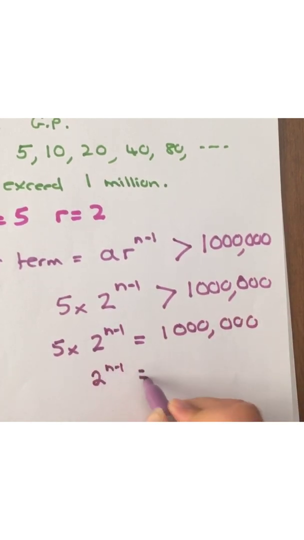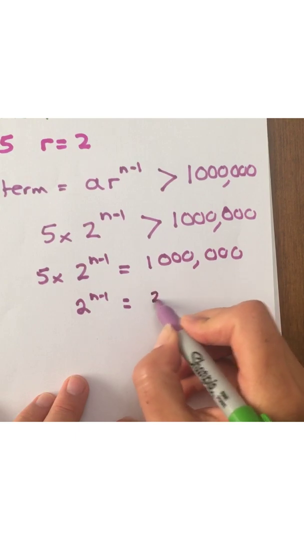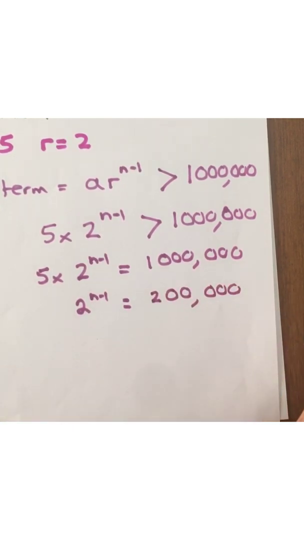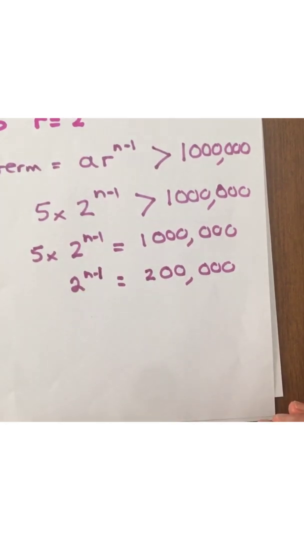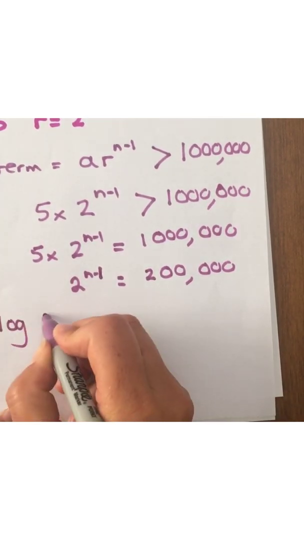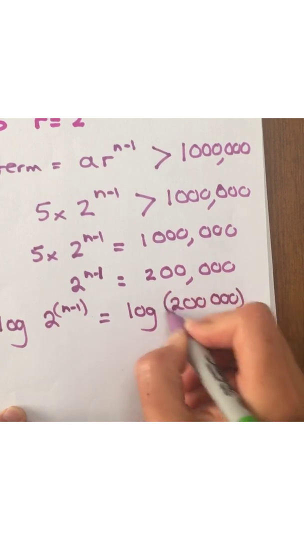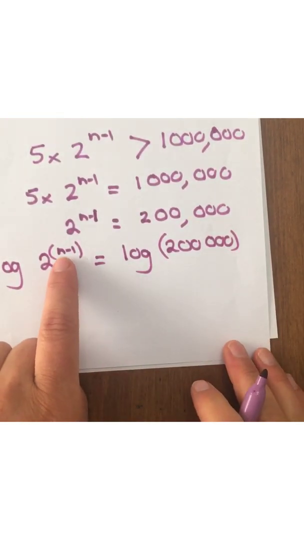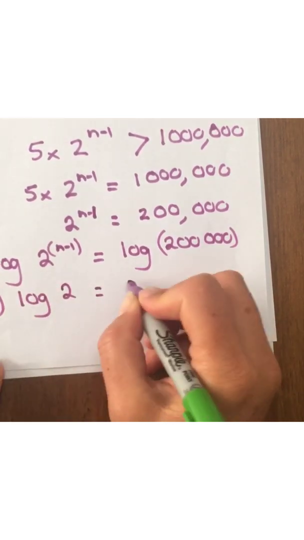The first thing I'm going to do to both sides is divide both sides by 5. Yep, that's correct. So how do I find n when n is in the power? What's the key? Well, when the unknown is the power, I have to take logs of both sides. The rule of logarithms means the power will now come to the front of my logarithm.